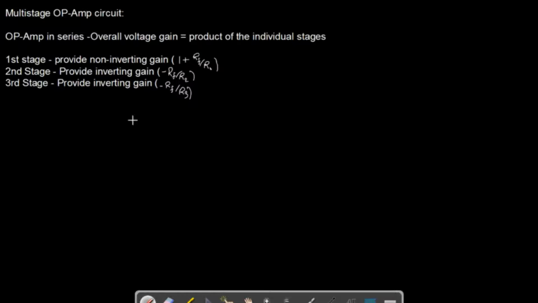So it's simple, right? If you actually want to find out the total gain, you're just going to multiply it. So the total gain is nothing but A1 into A2 into A3. That's it. So this is the gain of the op amp which is having multiple stages.